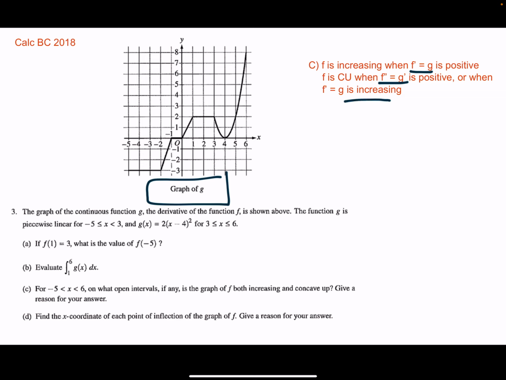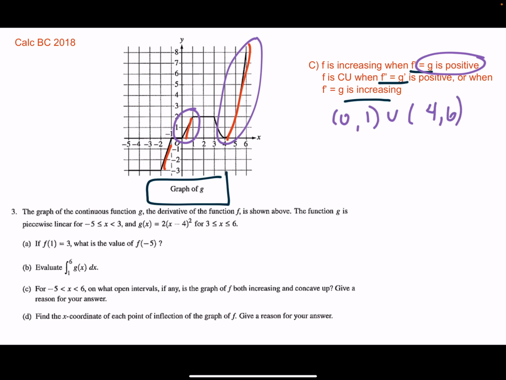G is increasing on this interval here. Okay, and also this interval, and also this interval. And I need G to be positive. Okay, so of those, G is positive on this interval and this interval. So our answer for C is from 0 to 1, and again, from 4 to 6.